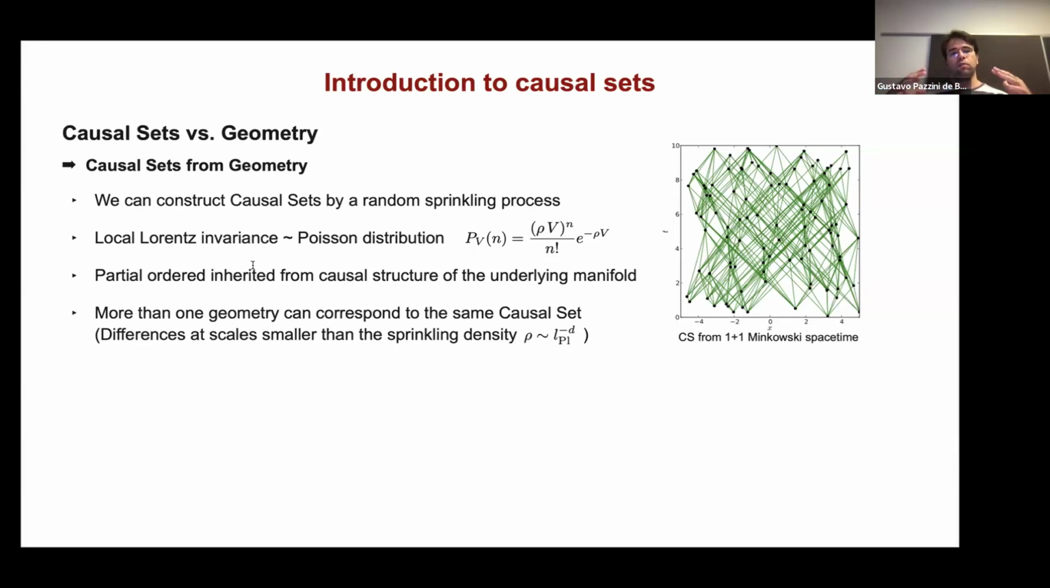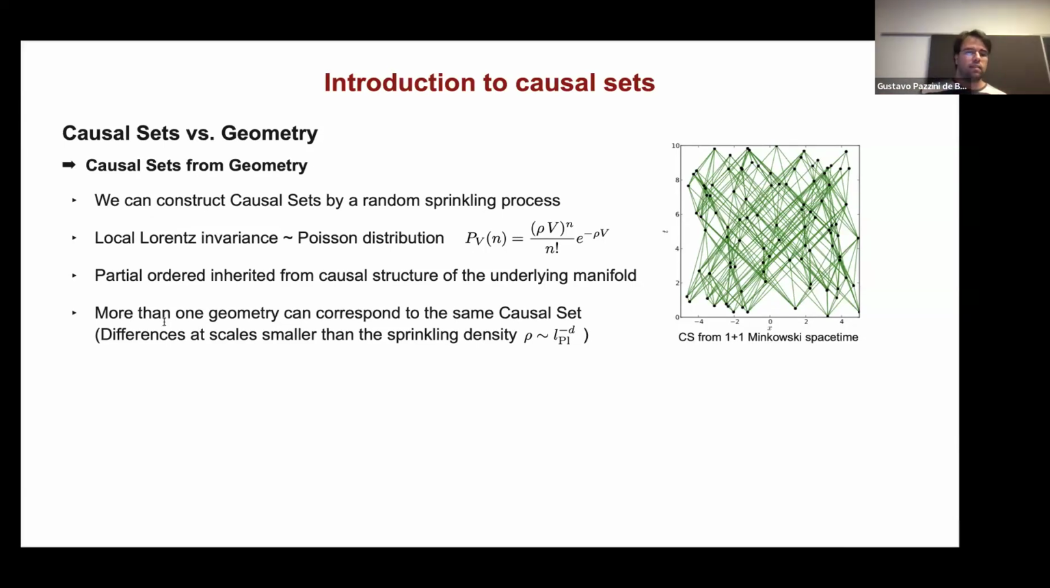So you have a manifold, you know the causal structure of this manifold, then you randomly sprinkle points in this manifold, and then you can define a causal set by inheriting the causal structure from the geometry, from the manifold itself. And of course, the idea is that more than one geometry in principle can correspond to the same causal sets.